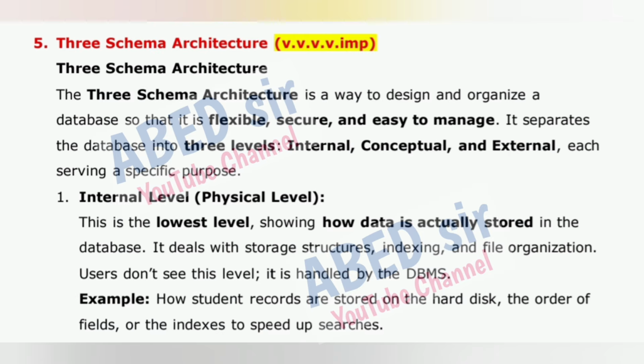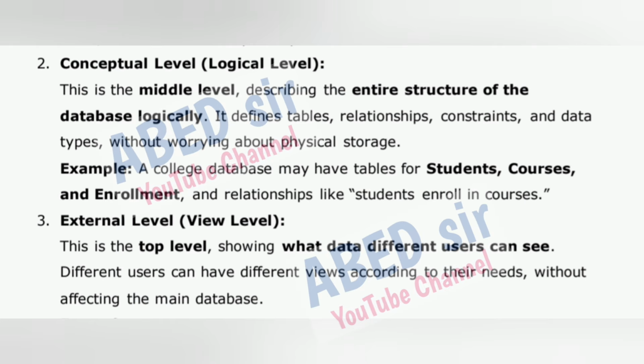1. Internal level, physical level. This is the lowest level, showing how data is actually stored in the database. It deals with storage structures, indexing, and file organization. Users don't see this level, it is handled by the DBMS. Example: how student records are stored on the hard disk, the order of fields, or the indexes to speed up searches.